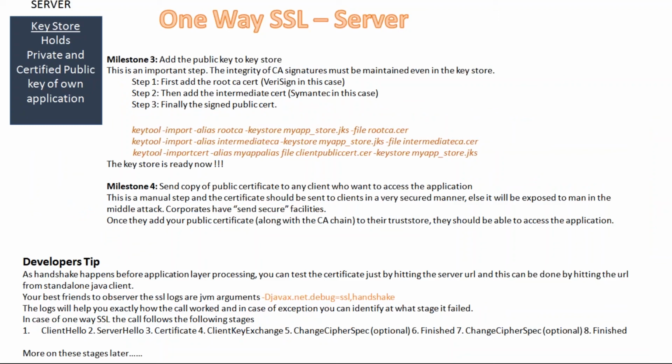The third step is to add this public key to your key store. The rule is again the same. First add the root CA, then add the intermediate CA if it is there, and then finally the public certificate. Now your key store is ready to serve the clients.